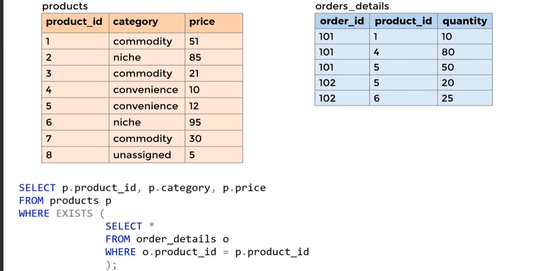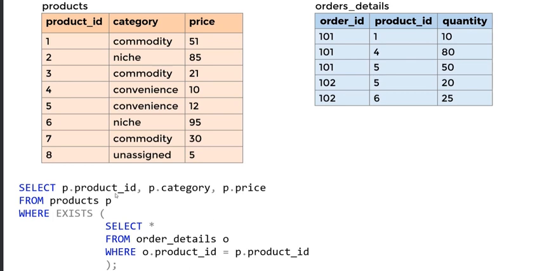The exist operator is typically used in conjunction with a correlated subquery. For example, this query here is a correlated subquery. We are selecting columns from products where the product ID exists, and then we have our correlated subquery in parentheses. Here we select from order details, which we are aliasing to O, where O dot product ID equals P dot product ID. So this is our correlation.